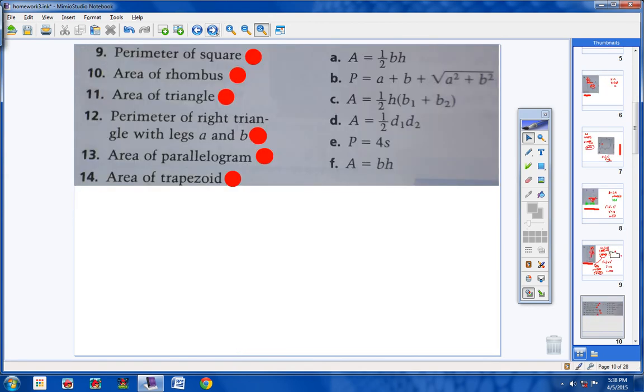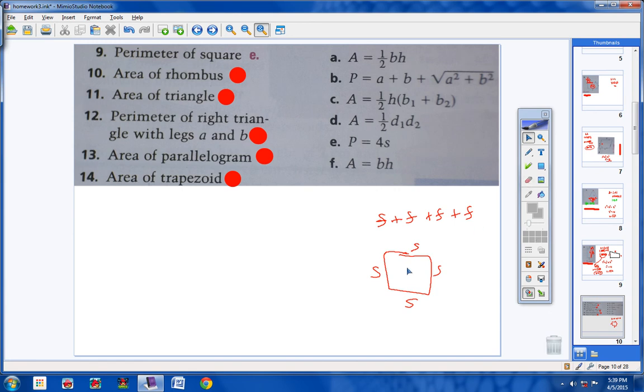Alright, numbers 9 through 14, we're going to match up the formula with what it goes to. So first of all, perimeter of a square. Well, think about it, guys. Perimeter of a square. You have side, all the sides are the same. So it's really S plus S plus S plus S, or just 4 times S. So there we go. Letter E would be the perimeter of a square.